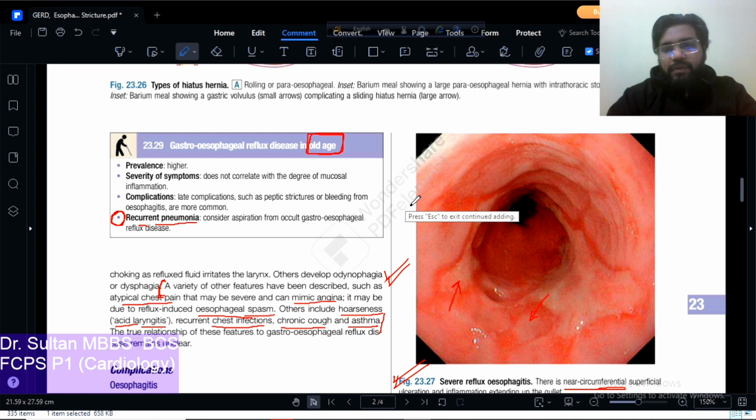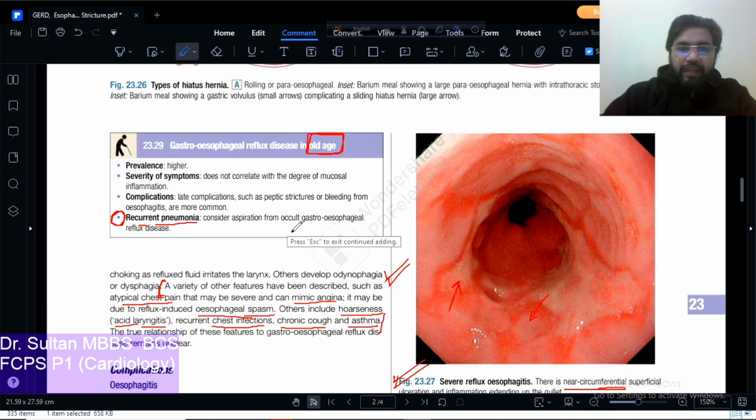In older people, the sphincter, that is the lower esophageal sphincter, becomes lax. Okay, it becomes loose. So there is frequent regurgitation of food content of the stomach into the esophagus. That is why in old age there is recurrent pneumonia, and it can occur from gastroesophageal reflux disease. Okay.